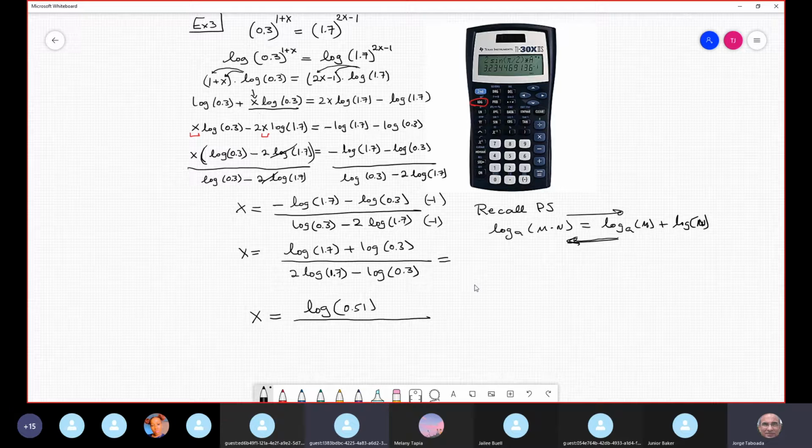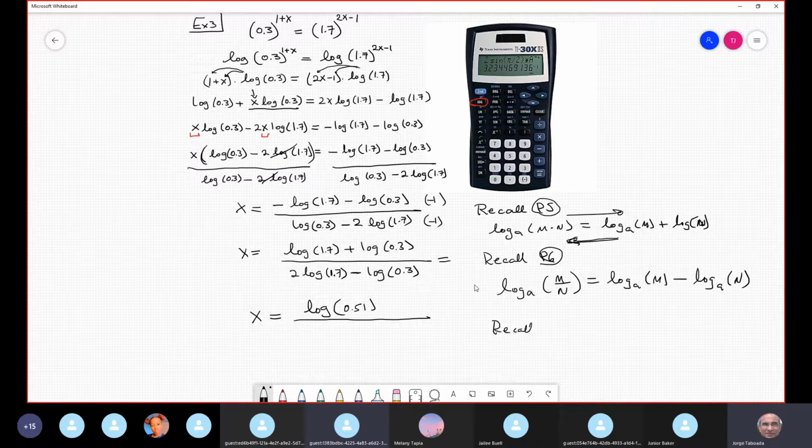Likewise, in the bottom, I recall one more time property number 6, which is similar to property number 5, but property 6 is division. The logarithm of base a of m divided by n is equal to the logarithm of base a of m minus the logarithm of base a of n. Now, when you have subtraction like that, minus is division. Recall property number 7, we used it before. The logarithm of base a of m to the r is equal to r times the logarithm of base a of m. This is the property we used at the beginning: the exponent I put in front as a factor.